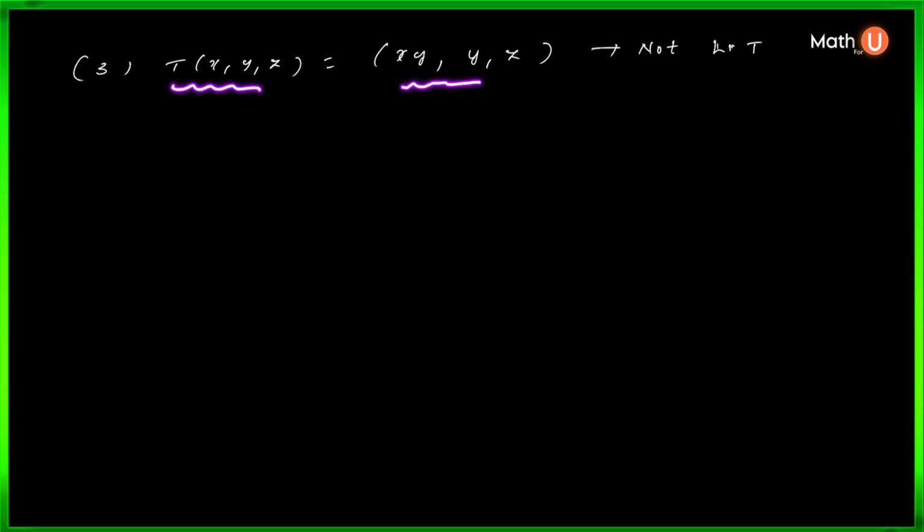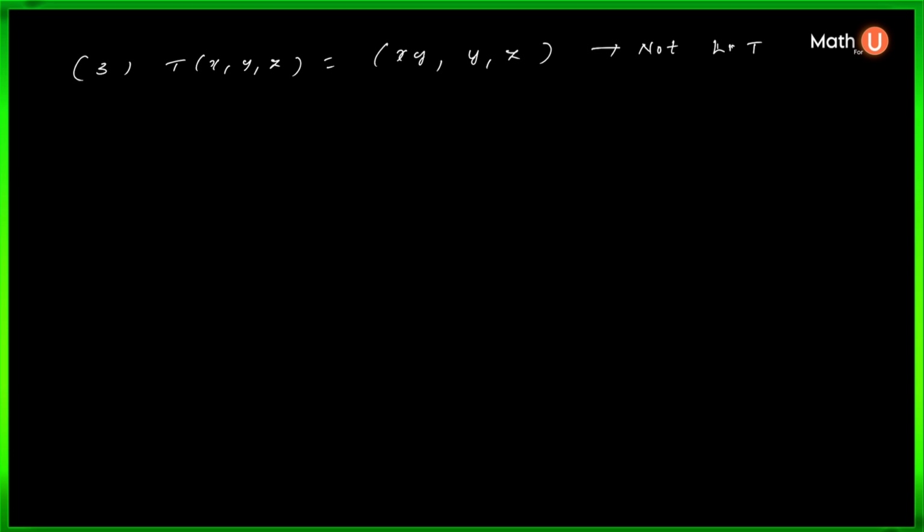And the third trick is T of x comma y comma z equal to x into y comma y comma z. It is also not a linear transformation because in the given transformation, x and y are multiplied. If you apply the definition of linear transformation, it is not linear. We can prove by using the scalar multiplication property.